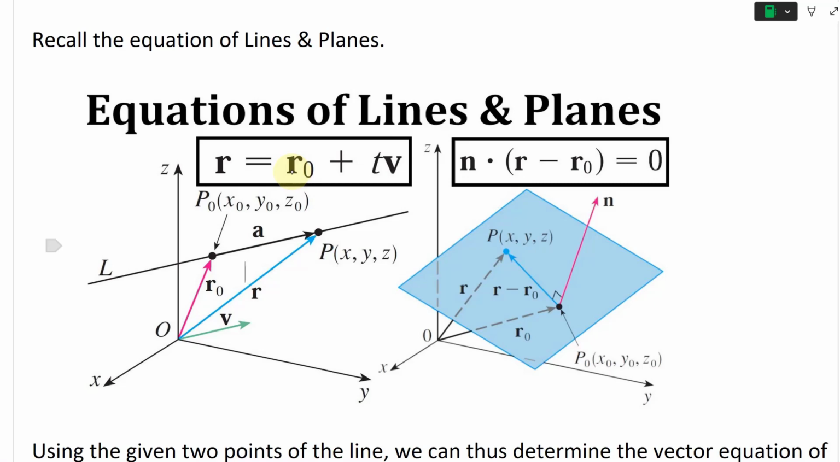And then for planes, you need a normal vector n, the perpendicular one, and then the dot product of the difference r minus r naught. So if you have a point like this, subtracted by this one here, basically this vector, that difference, you take the dot product with n and set it equal to 0. That's the equation of a plane. So we'll get to that.